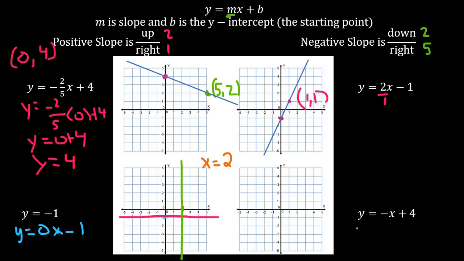And the next one, y equals negative x plus 4. Well, the y-intercept is a positive 4, so we'll put a dot there. And this is the same thing as writing y equals negative 1x plus 4. And we can divide any number by 1 without changing it, so that's the fraction form.